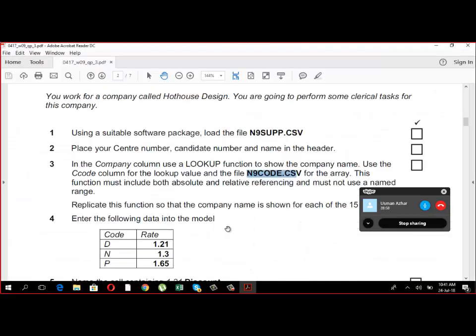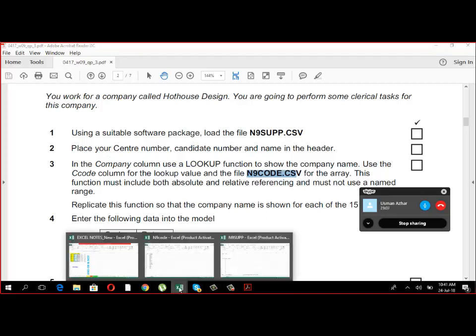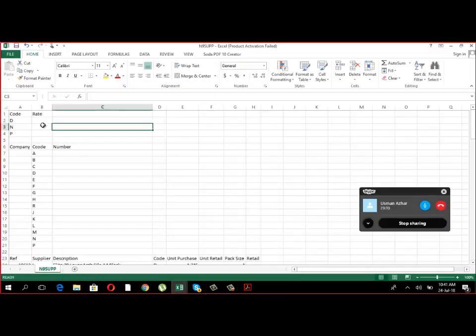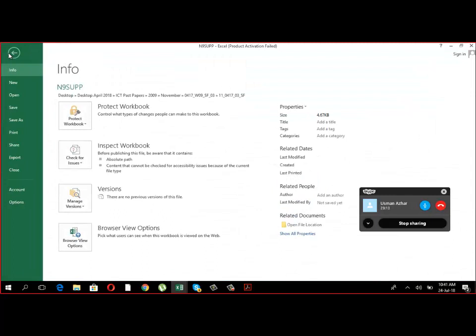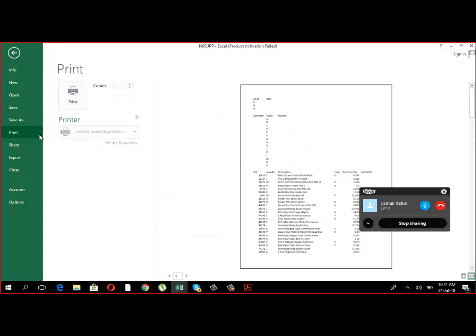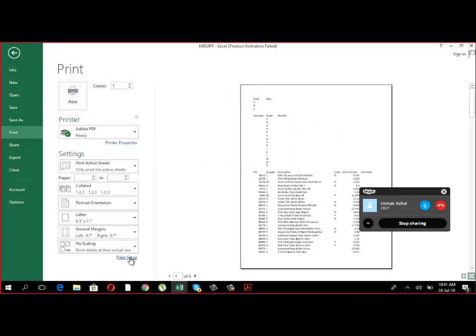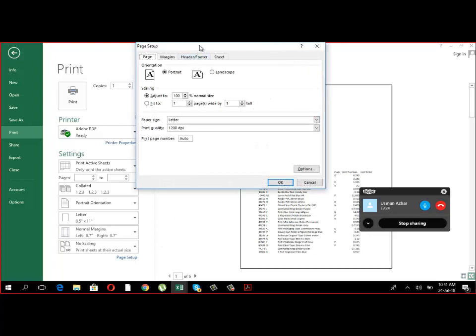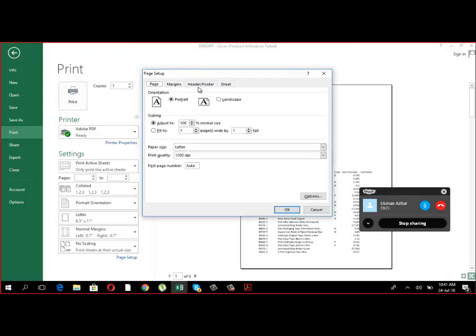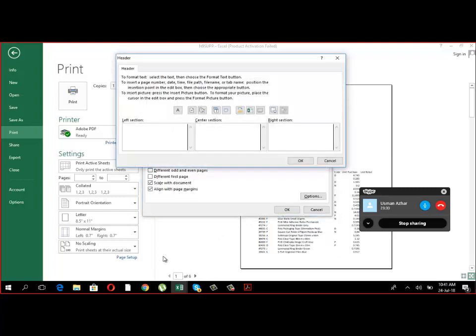Place your center number, candidate number, and name in the header. Now listen, the way I am telling you. This is your file. Come into file, print. This is being recorded, so don't worry. You view it. Come into print, then page setup. And here you have header and footer. There is another way, but I would prefer you using this way. Come into header footer, custom header. So you can have your name, you can have your center number, and you can have your candidate number.